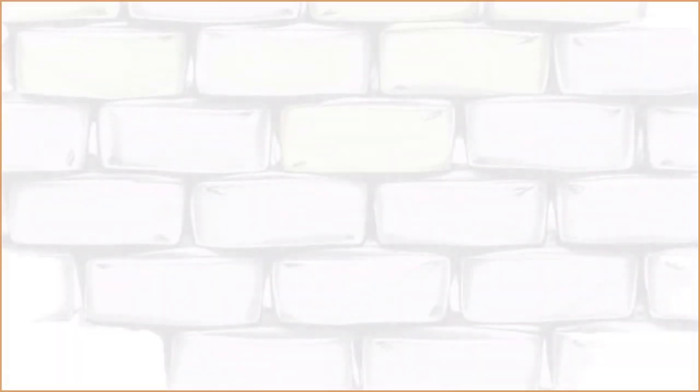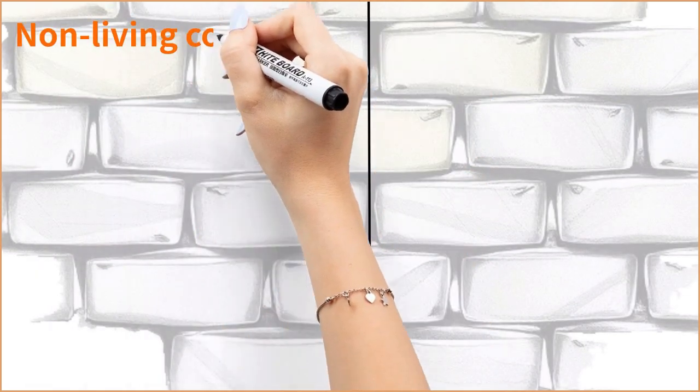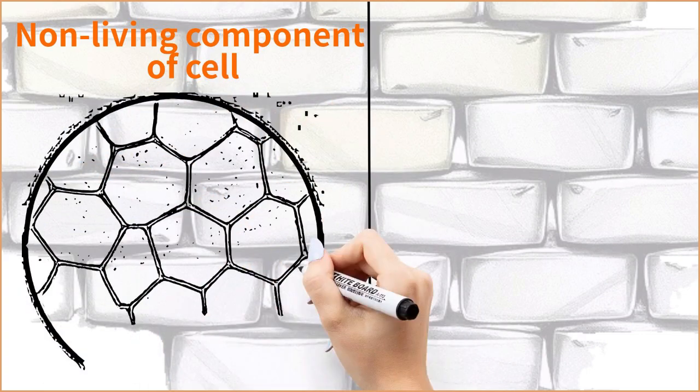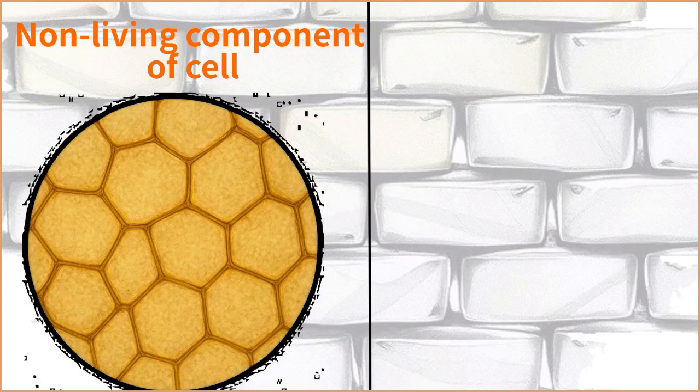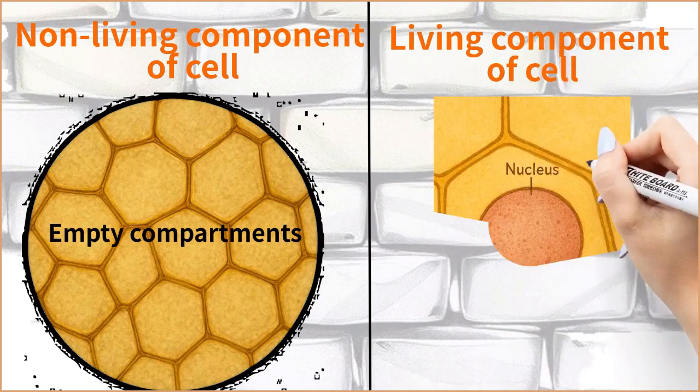However, the cells Hooke saw were not alive. They were the dead cell walls of plant tissue, empty chambers left behind after the living contents had dried out. Hooke was unaware of the living components of cells at the time, such as the nucleus or cytoplasm, which were discovered much later.